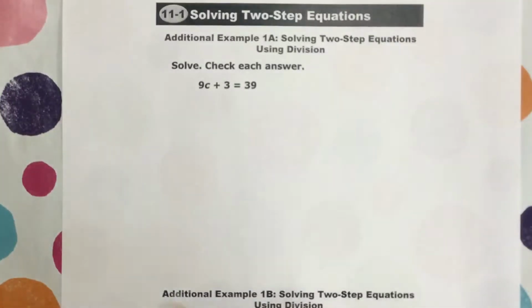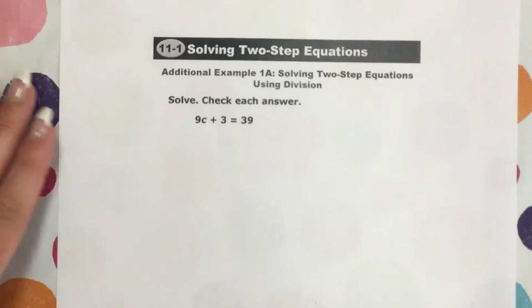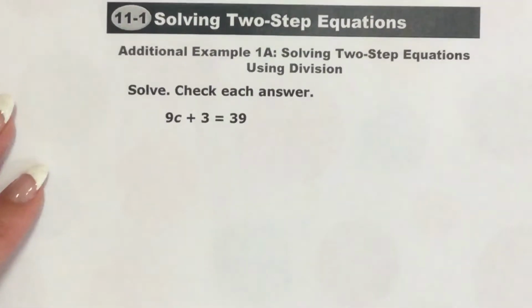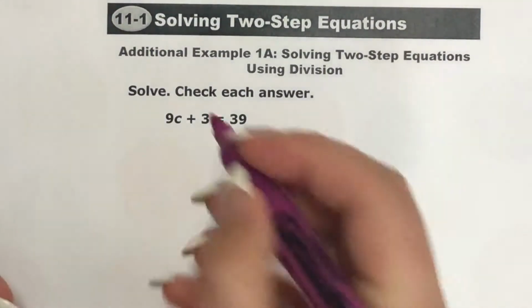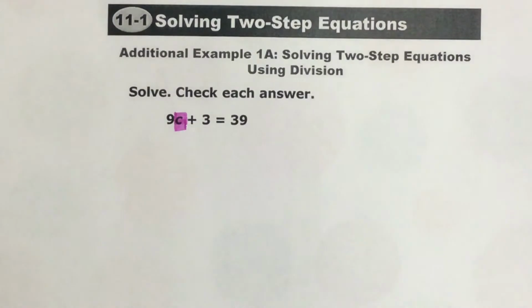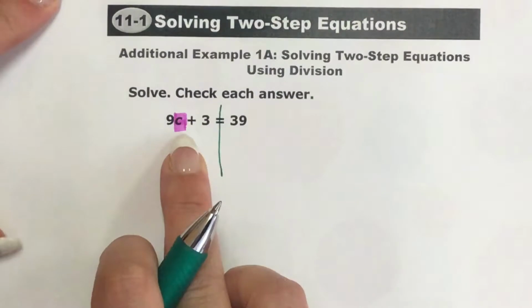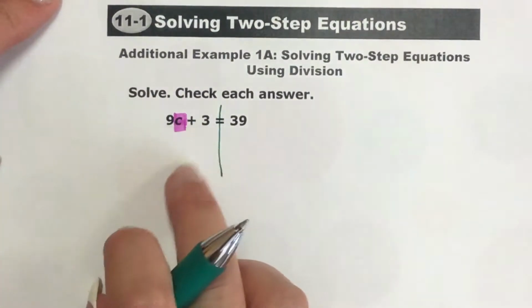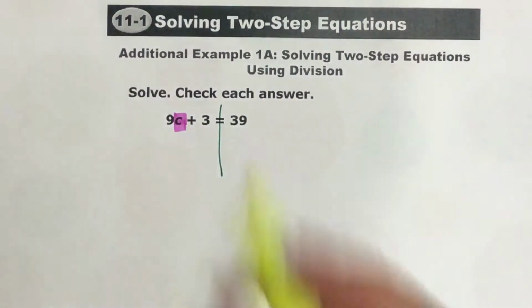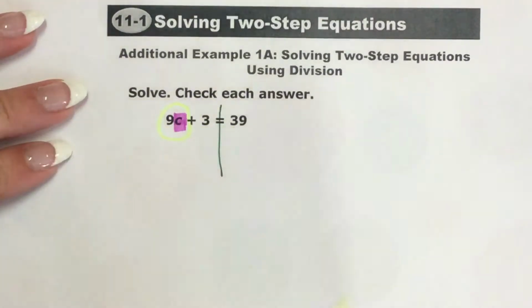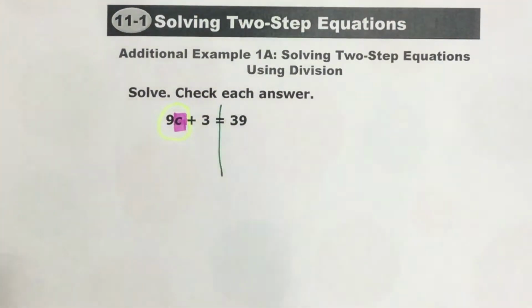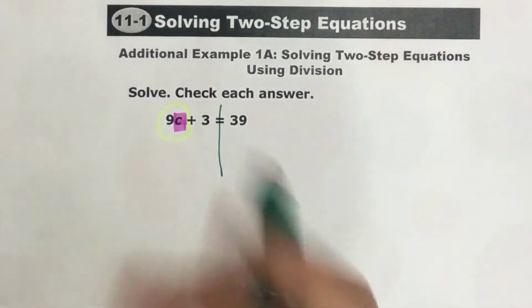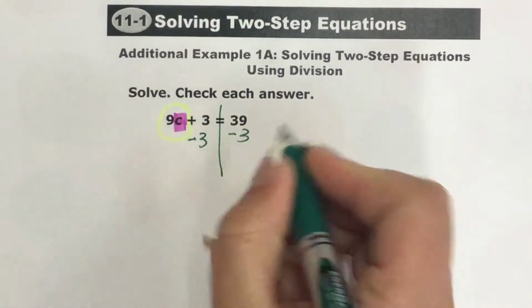Here we go. So we're just going to go through this process again. We are trying to figure out what C is equal to. I like that color. It's very pretty. Okay, so we need to get C by itself, but there's 9C plus 3. Remember, this little bit here is going to stay together till the very end. So that means we have to get rid of this 3 first. It's related to the C through addition, so we're going to do the inverse operation, which would be subtraction. We're going to subtract 3 from both sides.